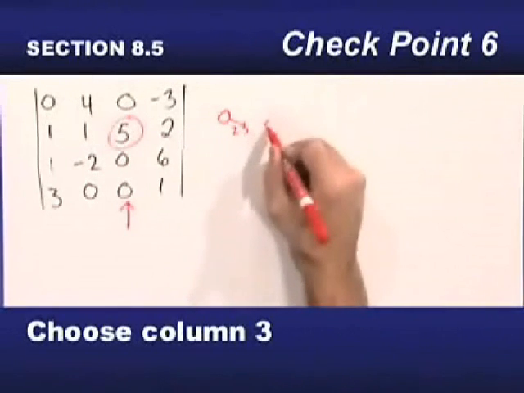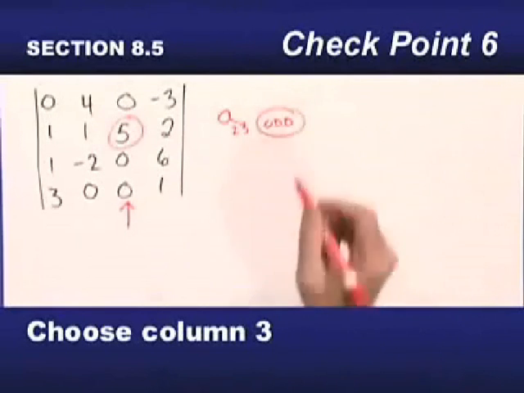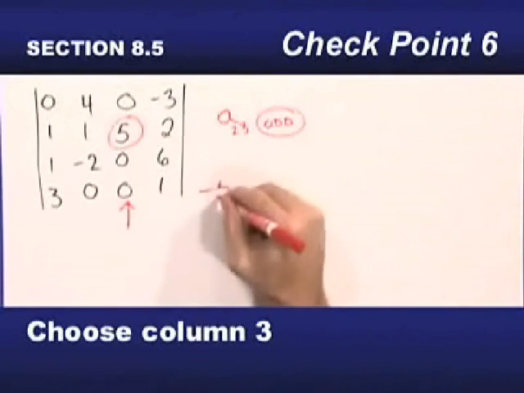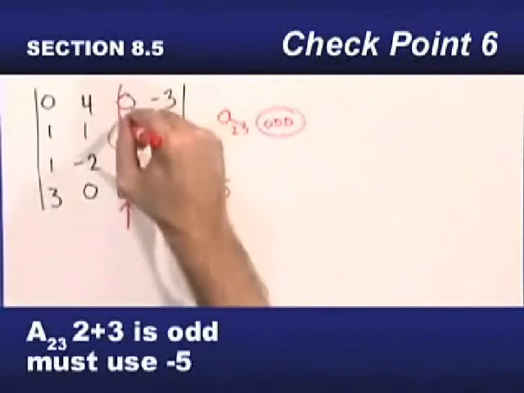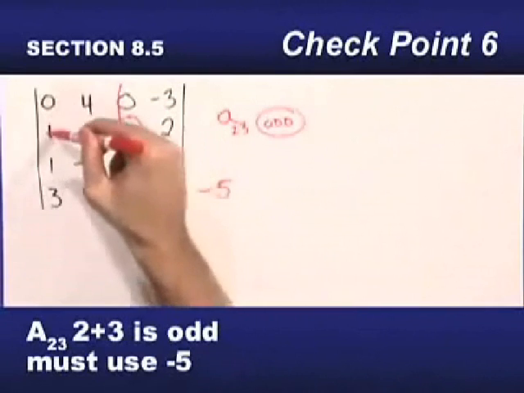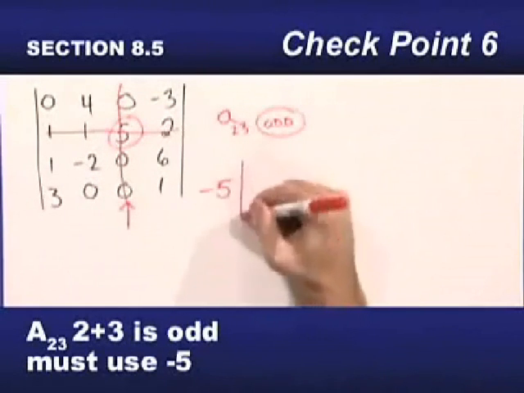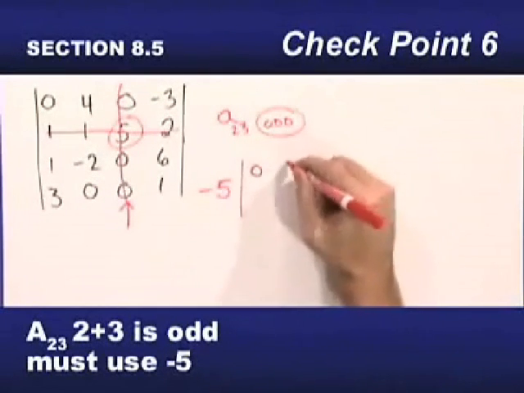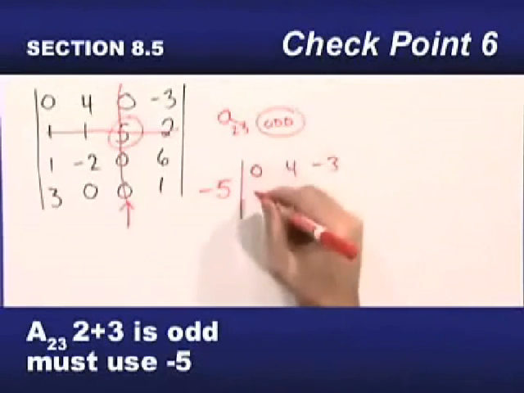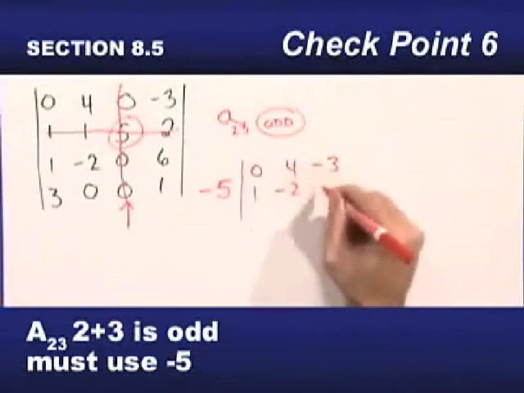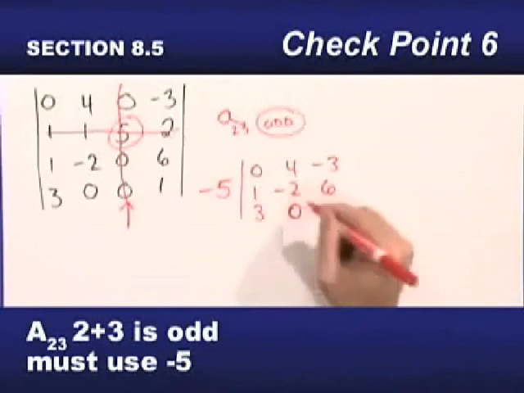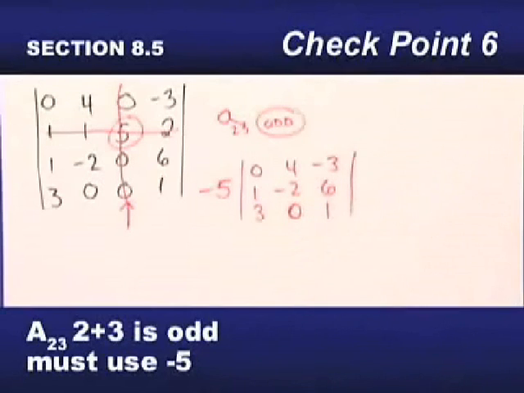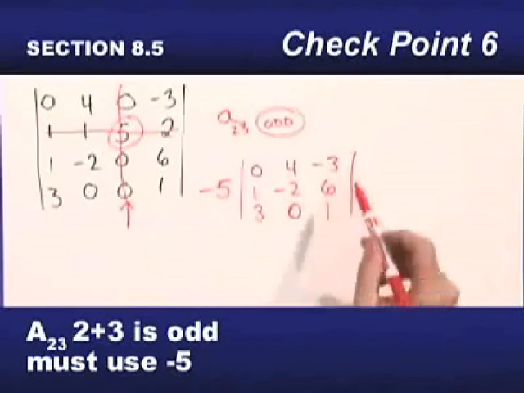These are odd when you add those together. Therefore, my determinant is going to start with a negative 5 out in front. If I cross out my column and my row, I'm going to then try to find the determinant of 0, 4, negative 3, 1, negative 2, 6, and 3, 0, 1. So I've reduced my problem to something a little smaller. Now I need to find the determinant of this thing.